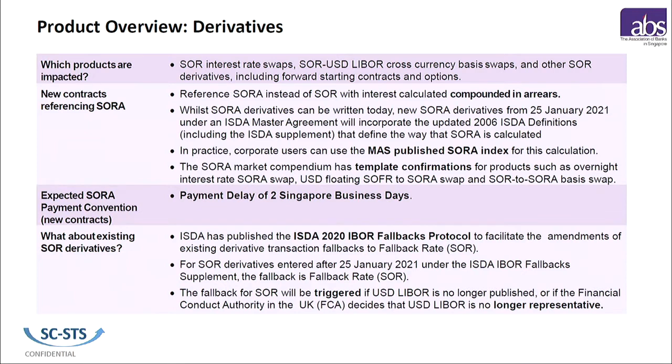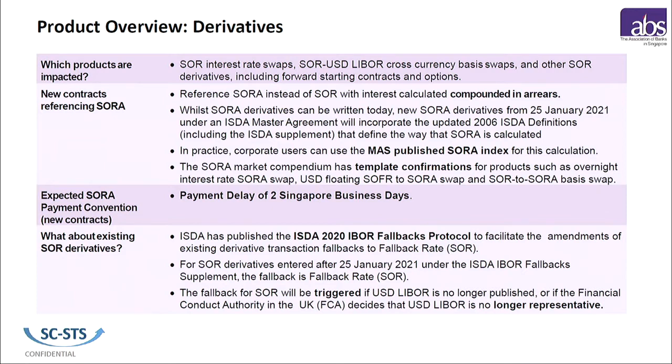To keep things simple and efficient, there's been a series of template confirmations that have been published. And again, this is to facilitate the transition from SOR to SORA, and it is very important to engage with the different stakeholders when you are transacting. In terms of convention, again, it's very important we are moving to indices that are overnight, which is very, very different to what most of us are used to in terms of forward-looking interest rates. So we will see conventions, meaning specific ways of dealing by default, established in the market.